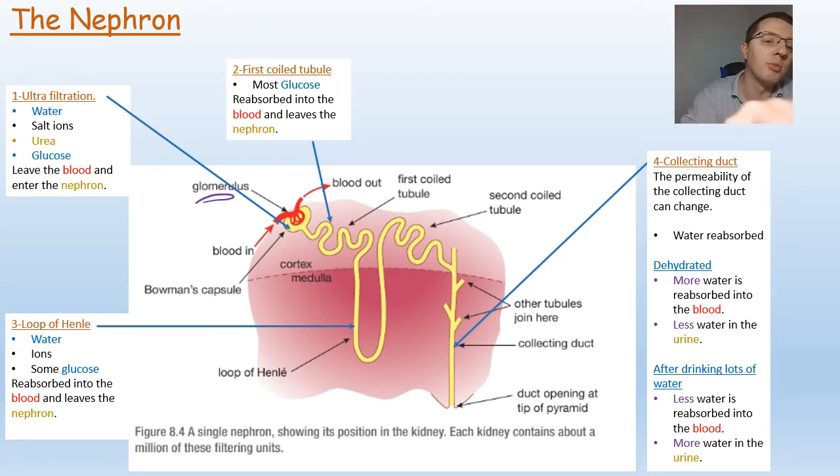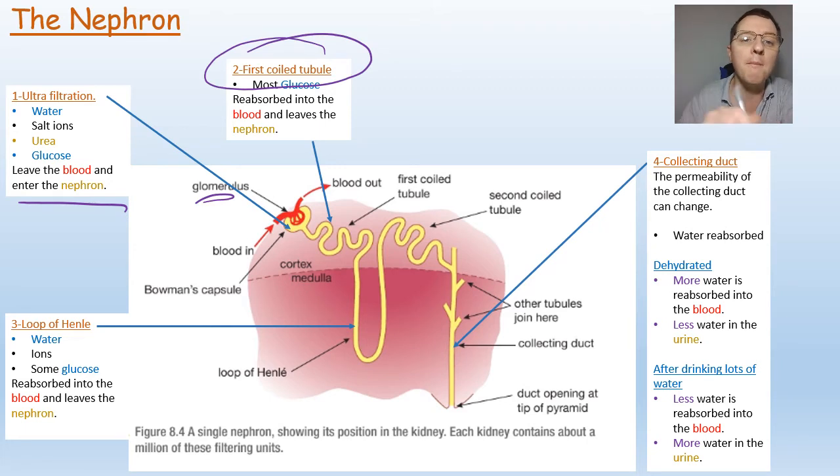And here we have a summary. Water, salt ions, urea and glucose will leave the blood and enter the nephron. It's important you can remember that list of those 4 items. Water, salt ions, urea and glucose are all removed from the blood in the glomerulus and enter the nephron in the Bowman's capsule.